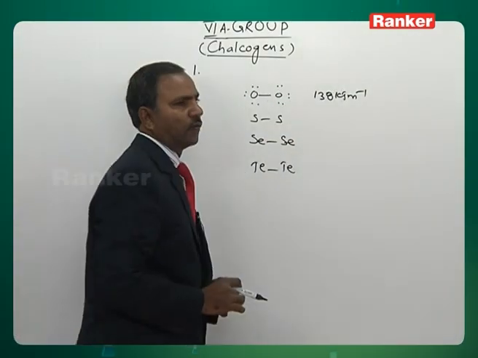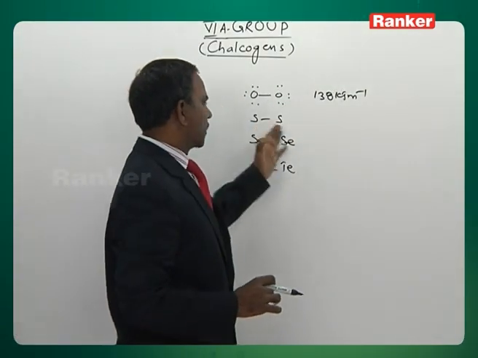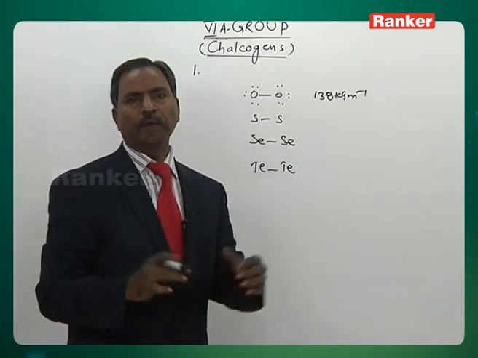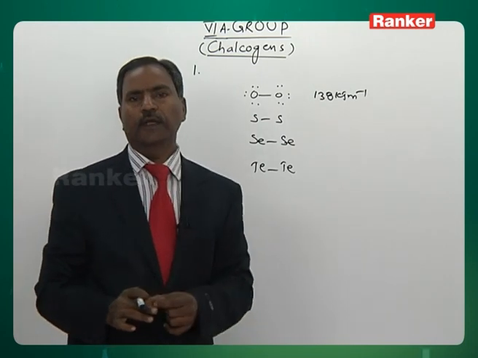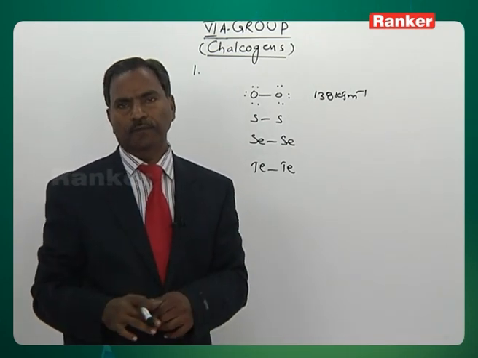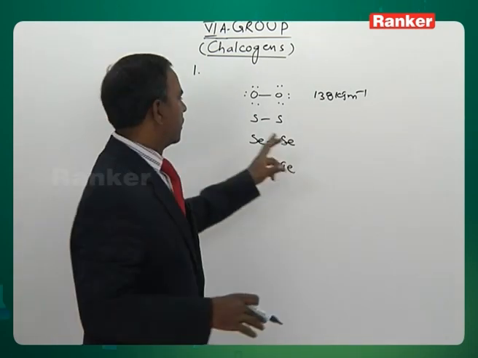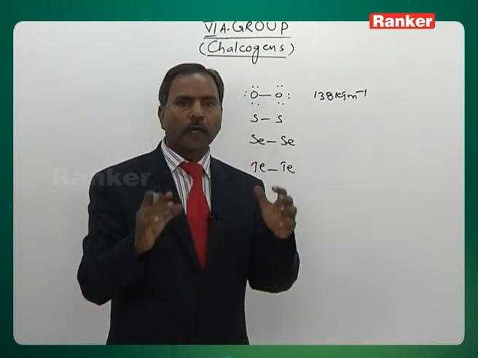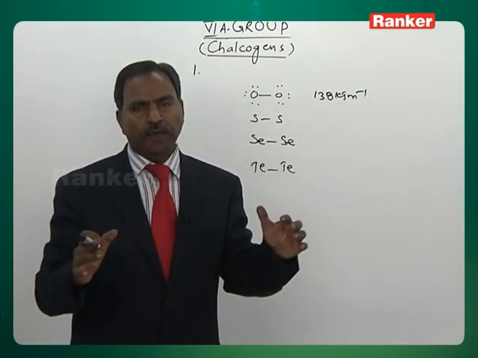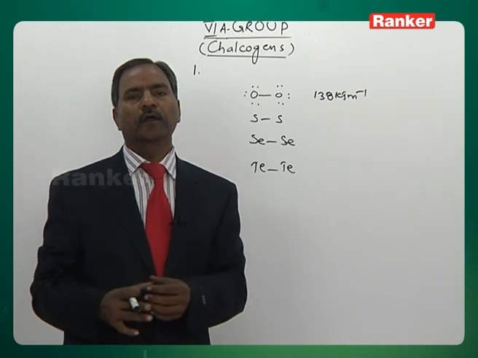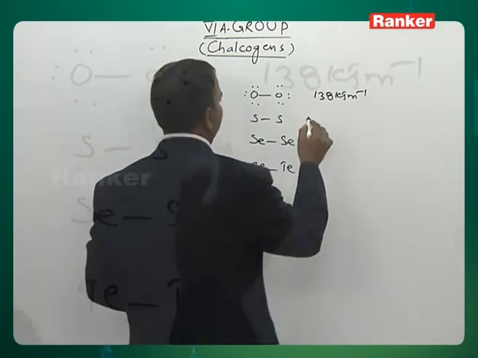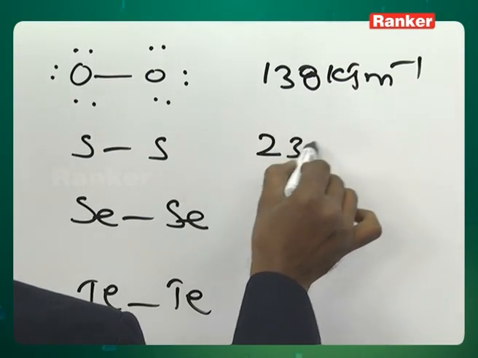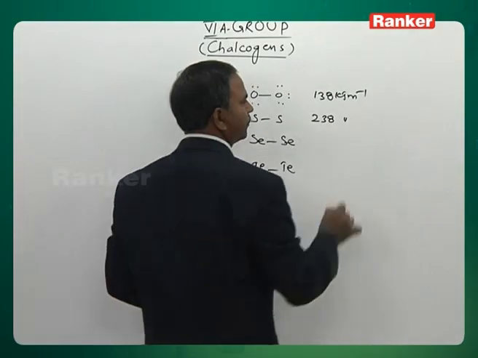In the case of sulfur to sulfur, the repulsion between the electron pairs is less. Because of smaller size, the repulsion between the lone pairs of electrons in oxygen to oxygen is more. Therefore, bond energy is less. But sulfur to sulfur, due to a little bit bigger atomic size, repulsion between the lone pairs of electrons is less. Therefore, sulfur to sulfur bond energy is high. It is nearly found to be 238 kilojoules per mole.